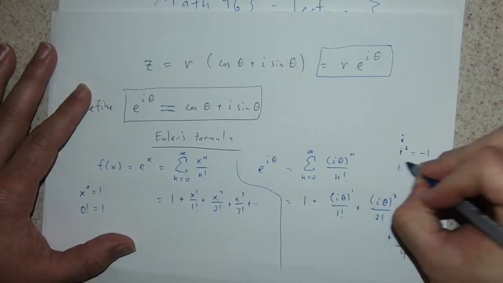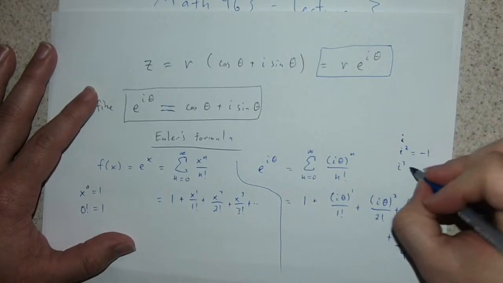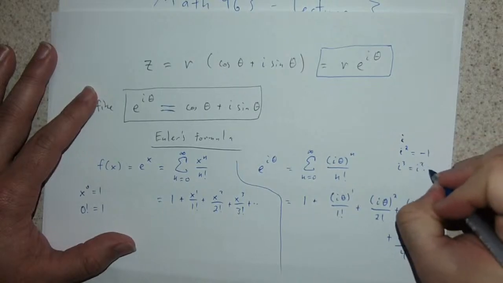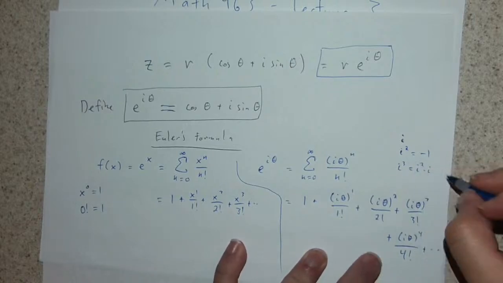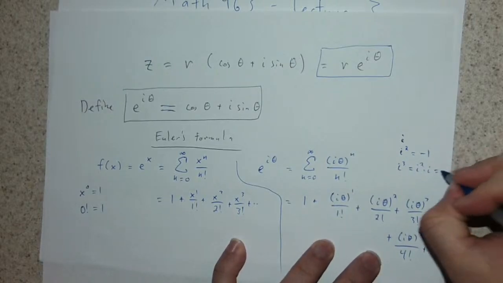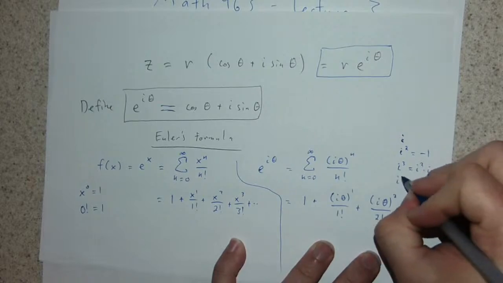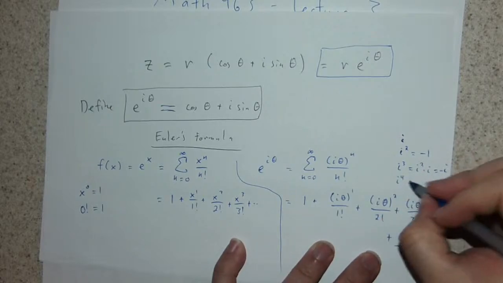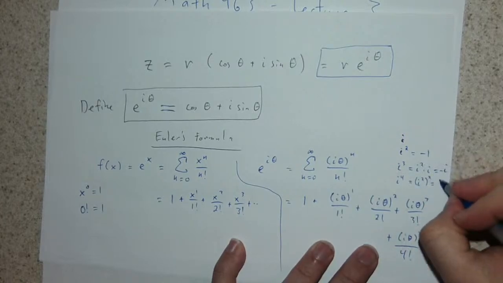Okay, what is i cubed? Well, i cubed is really i squared times i, but i squared is -1, so i cubed is minus i. And so what's i to the fourth? Well, i to the fourth is i squared squared, so that's -1 squared, or 1.